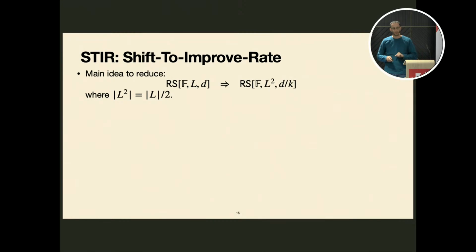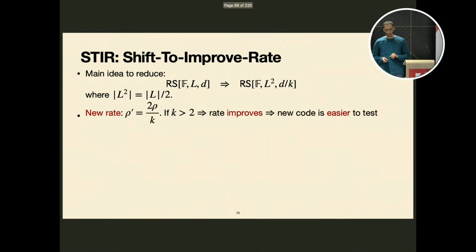Why is this helpful? This means that for the new code, we have a new rate, because we didn't maintain the ratio between how much we decrease the degree and how much we decrease the evaluation domain.